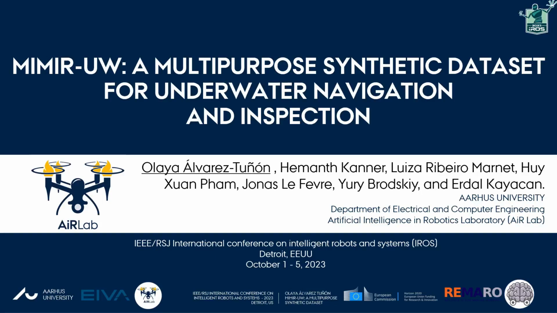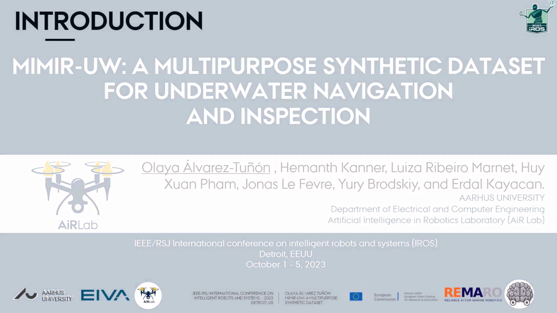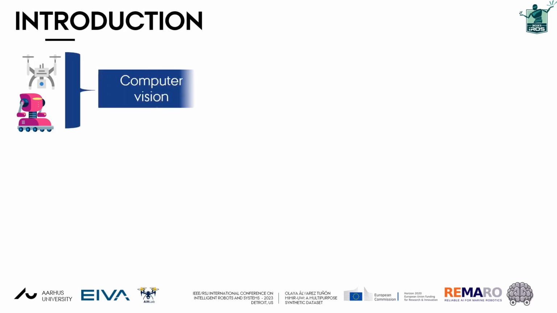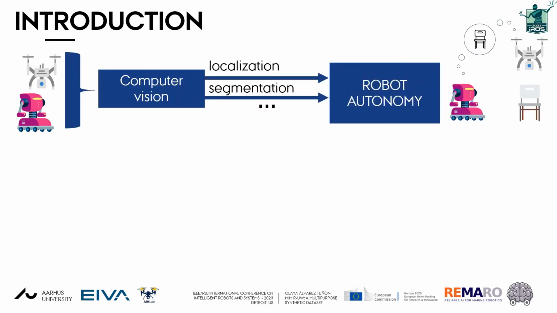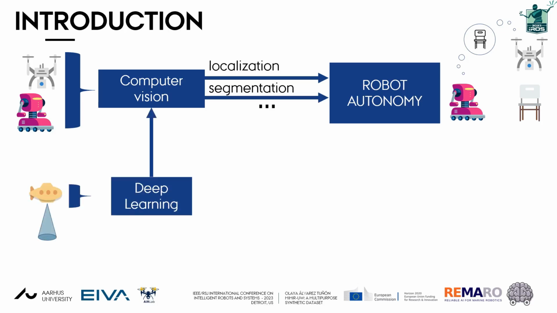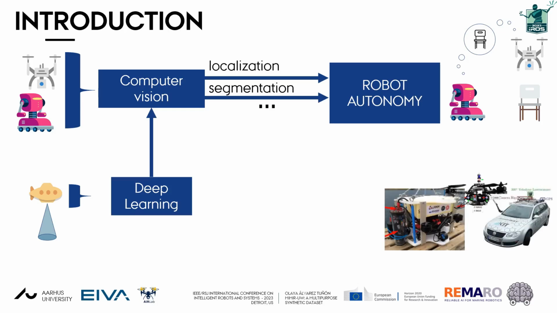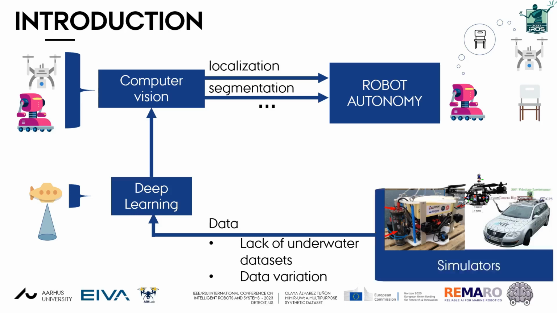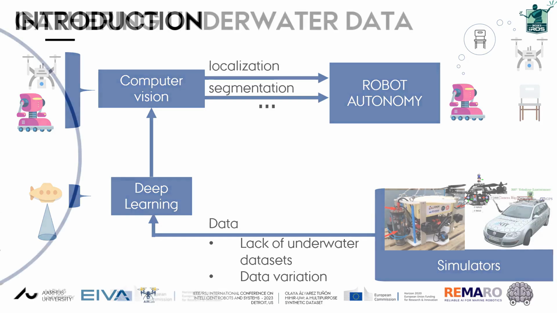We present MIMIR, a multipurpose synthetic dataset for underwater navigation and inspection. In aerial and ground robotics, computer vision algorithms, such as localization and segmentation, have allowed robot autonomy. In underwater robotics, deep learning presents a promising alternative to follow the same path. However, most datasets used in literature are out of the water and lacking variation. Simulators then present a feasible alternative to fill this gap.